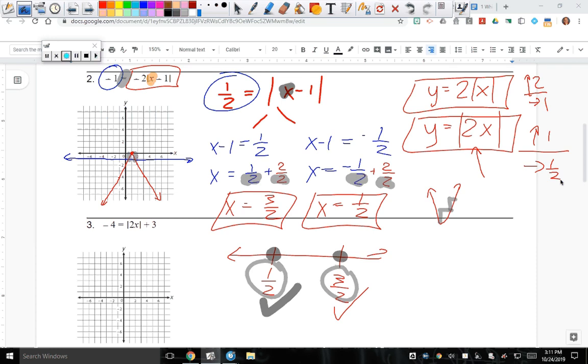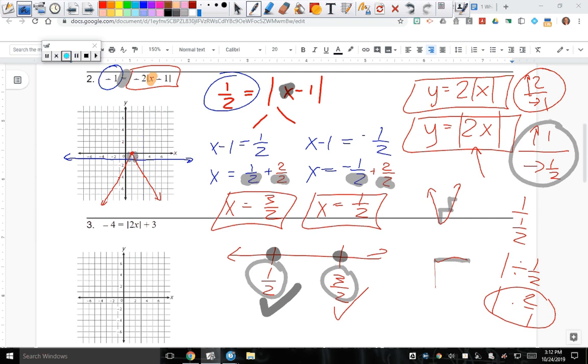Watch what's happening. Some people don't know this. If I compressed it, I used to go up 1 and then over 1. But if I'm horizontally compressed by 1/2, I'm not going to go over 1 anymore. I'm only going to go over how much? 1/2. So you tell me, 1 divided by 1/2 is the same as what? 1 times, change, flip. This is 2, and so is this.